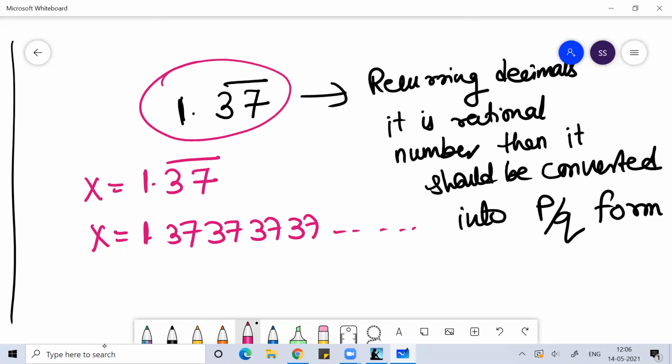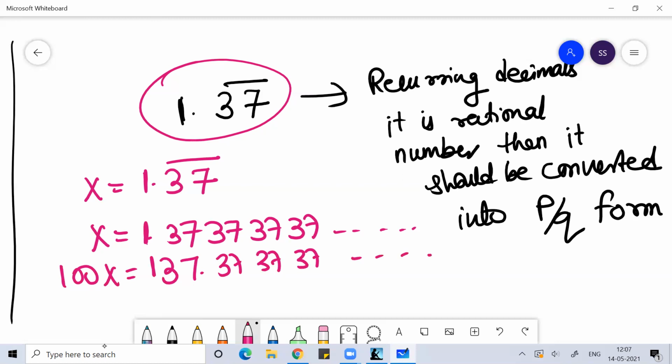Write the number as equal to x. Once you write the number in the form of x, see how many digits are there under the recurring form. Sir, 2 digits are there. So multiply with 100. If 3 digits are there in the recurring form, multiply with 1000. If 4 digits, multiply with 10,000. Remember that. So now multiply this by 100, and you will get 137.373737. Can you understand this?